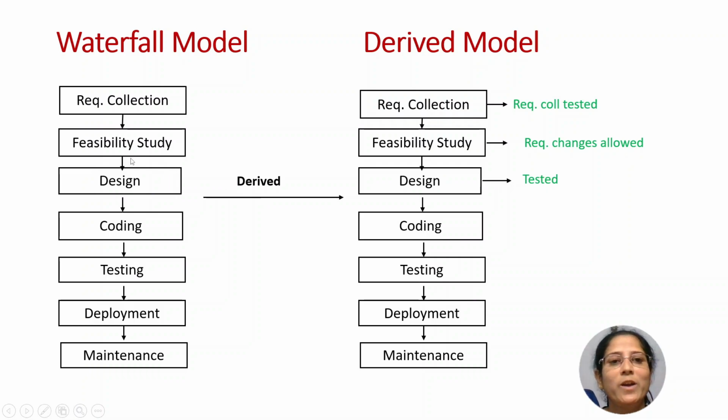As I told you in my waterfall model session, the waterfall model is a traditional model. It was a very old model, and at that time there was no separate testing team testing the application. The developers who were doing the coding were also doing the testing. But when the derived model came into the picture, we had a separate testing team doing the testing. So that's why we modified the waterfall model into the derived model.